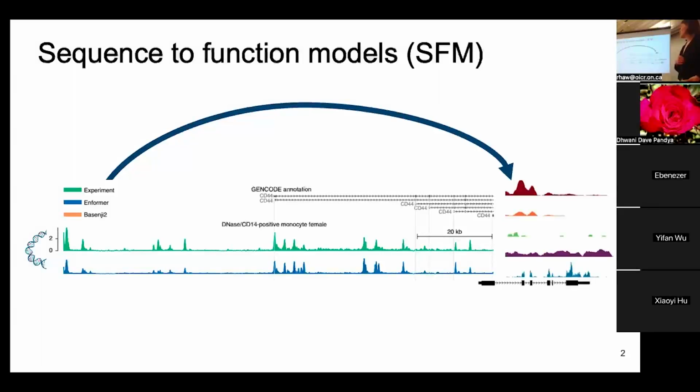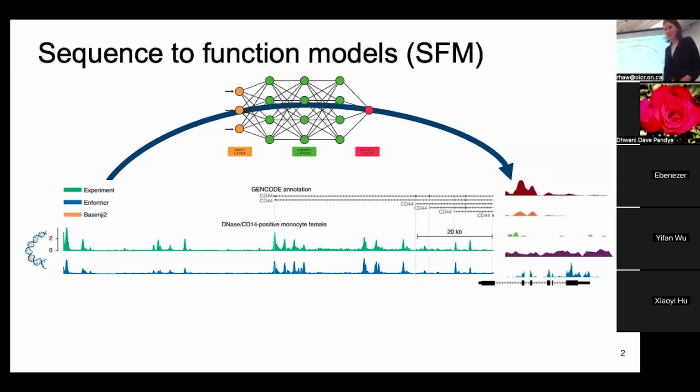Going to start to talk about sequence to function models. The idea here is that you're taking DNA, which you can see a little part of on the left, and you're going to build a model that predicts a functional genomic output, like some of these genomic tracks that we see on the right. Usually the model is some kind of neural network, and these things have gotten amazingly good.